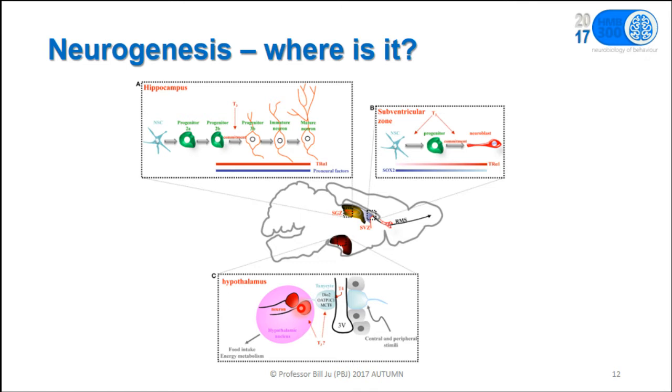And again, you don't have to worry about all of these details. It's just to let you know about these three areas, which is really what the purpose of this slide is. 3 areas in the brain where we have defined neurogenesis going on in the adult. Any questions on this before I go on?